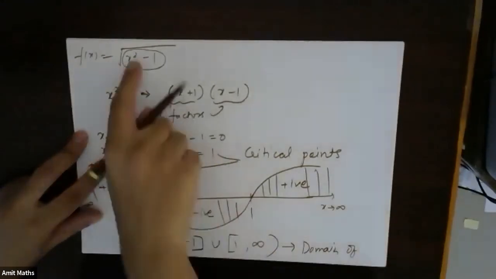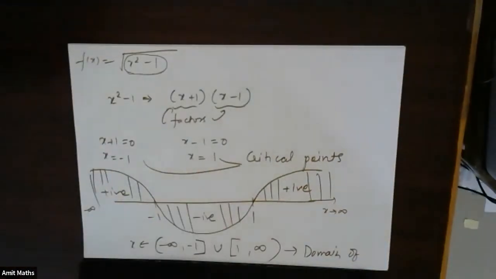Domain of this particular function. Okay, just check it. Then I'll move on to the next example. With more examples, you will be able to understand this wavy curve more.